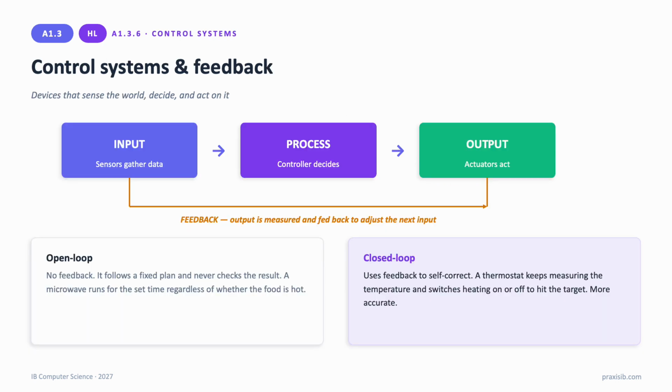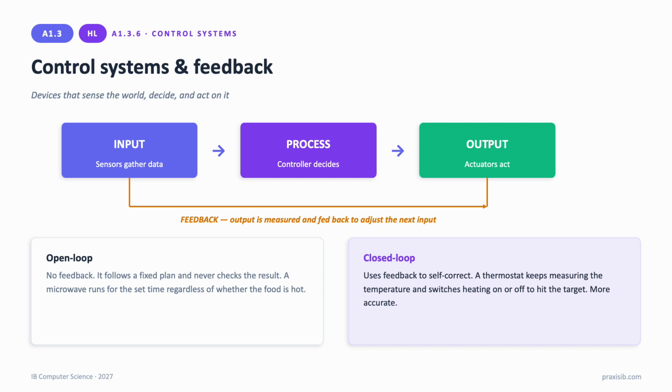This section is also for higher level students. We are now switching topics completely, from operating system to control system. A control system is a device or a set of devices that manages or regulates the behavior of something in the physical world. And the basic structure is beautifully simple. It follows a pattern called the IPO model.